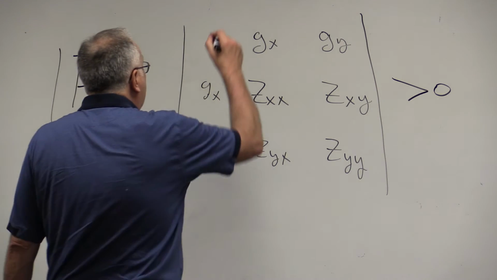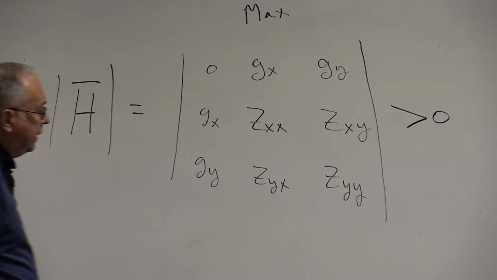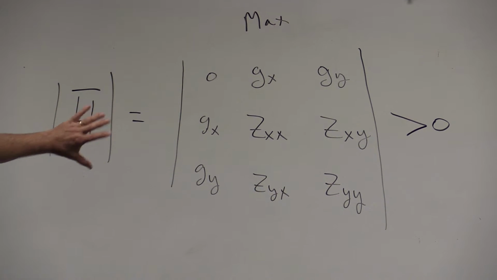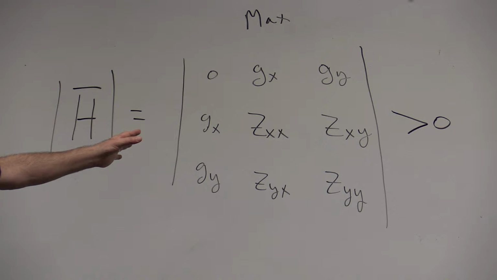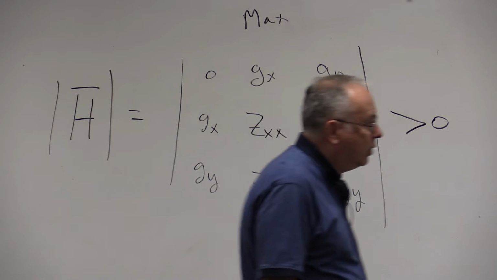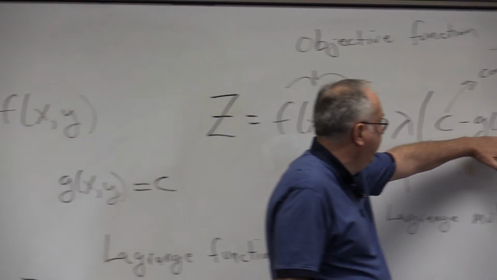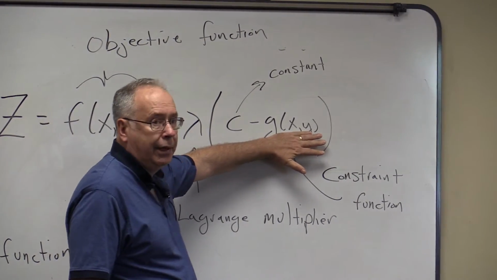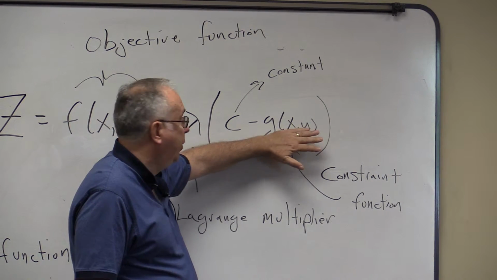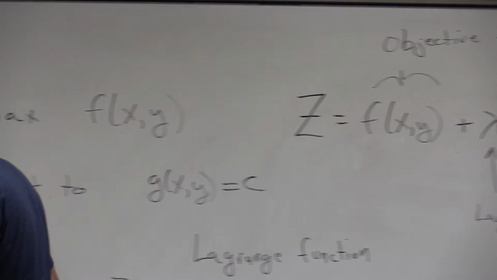So for a minimum, you just reverse it. For a minimum, you want this bordered Hessian to be negative. All right. So if you have your constraint function, you just take the partial derivative of it with respect to x, and you get g sub x. Take the partial derivative of this with respect to y, you get g sub y. That's what goes in your border here.